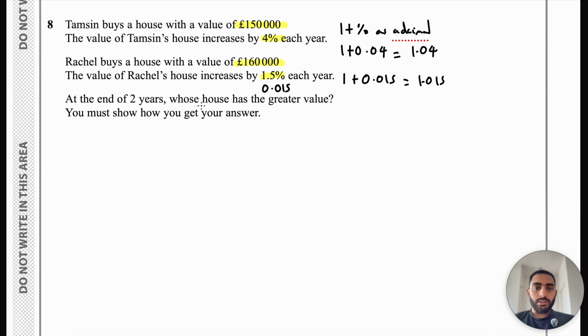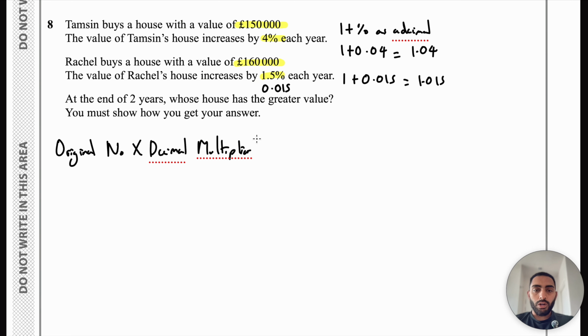At the end of 2 years, whose house has the greater value? Show how you get your answer. Because it's 2 years, we're going to use our compound interest formula, which is the original number multiplied by our decimal multiplier, which we've already worked out, to the power of the amount of repetitions. How many times is it happening?